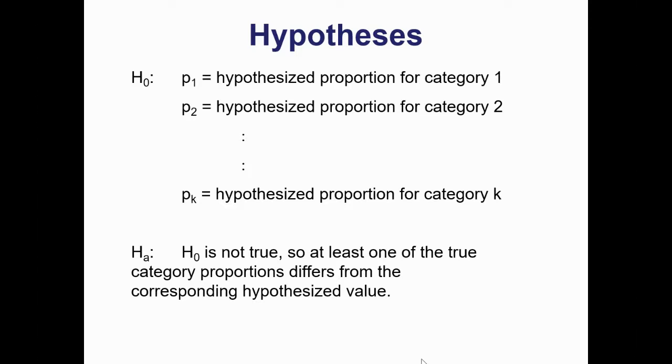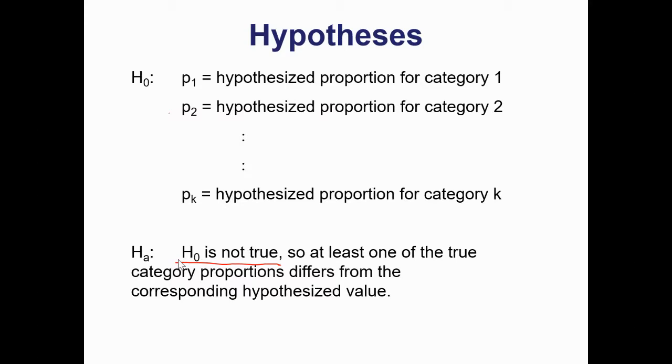So let's talk about our hypotheses. To me, this is one of the easiest pairs of hypotheses that we've had. The null is the hypothesized proportions for each of the P's. P1 equals its hypothesized proportion, P2 is its hypothesized proportion for category 2, etc. The alternative is simply that H naught is not true.